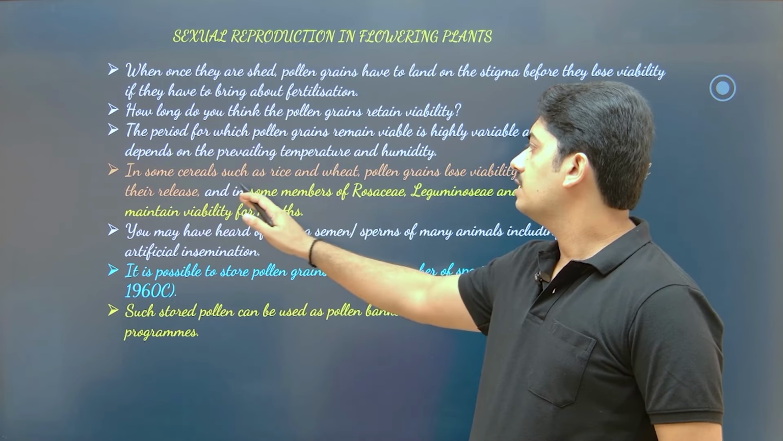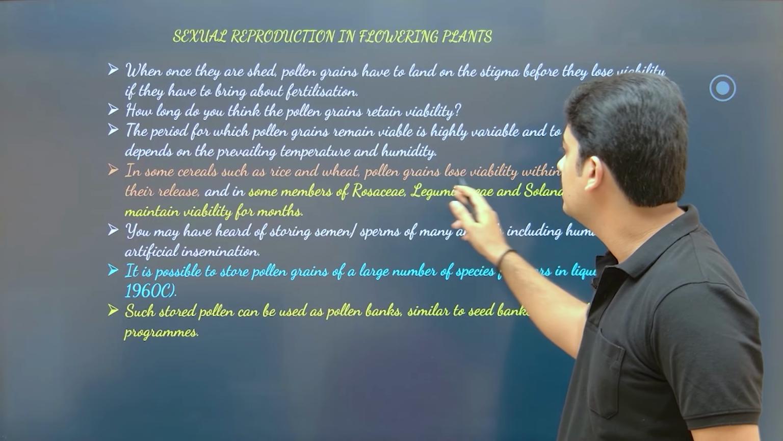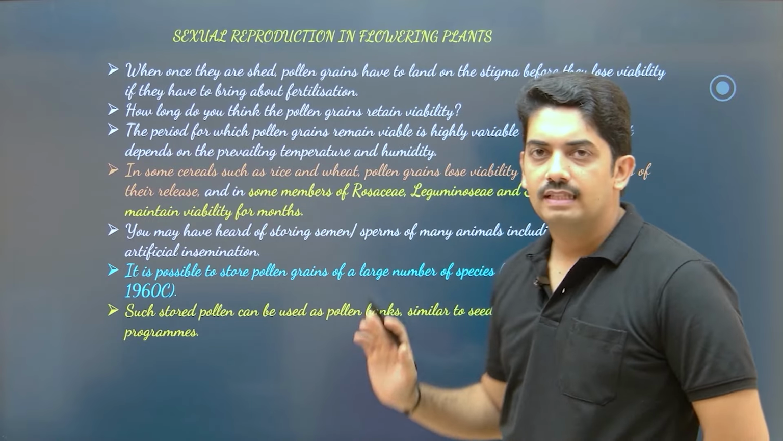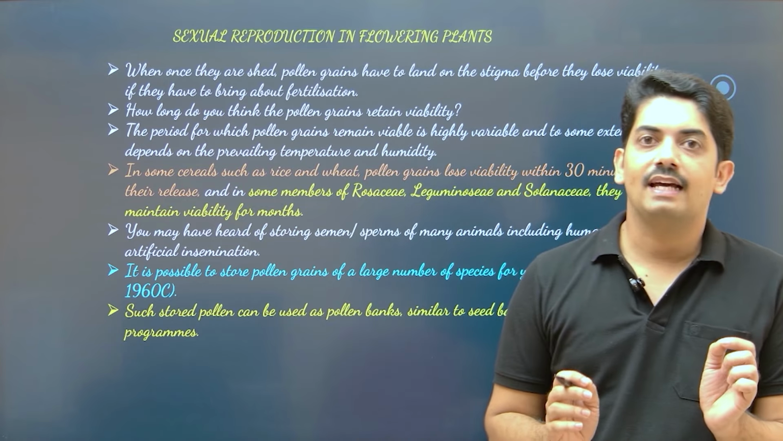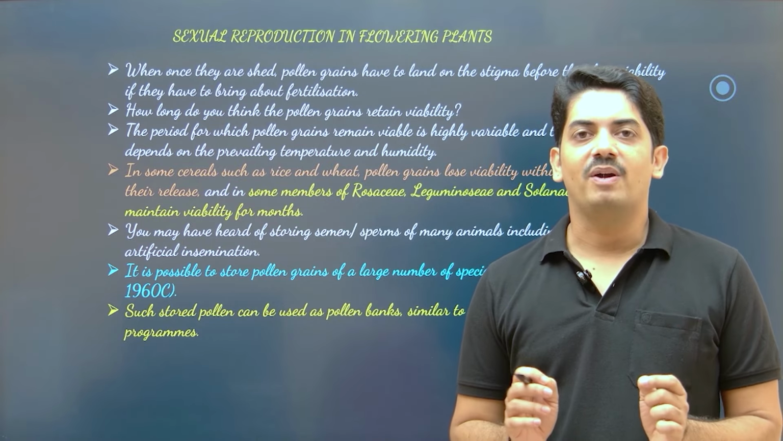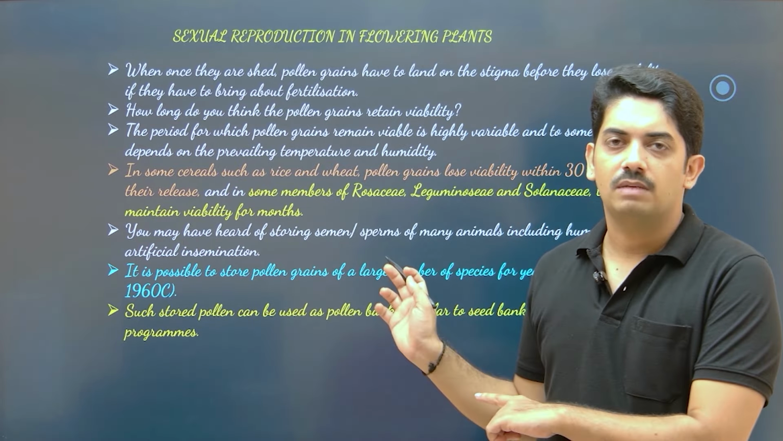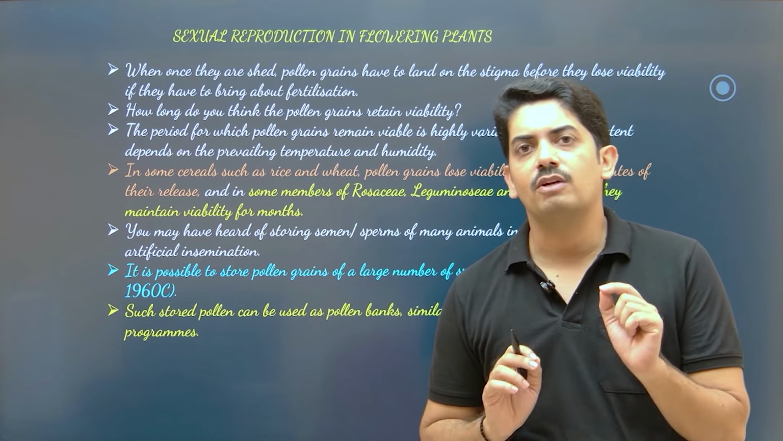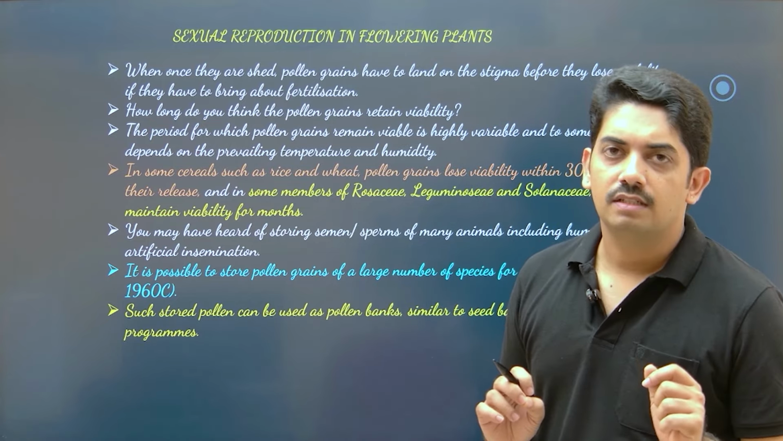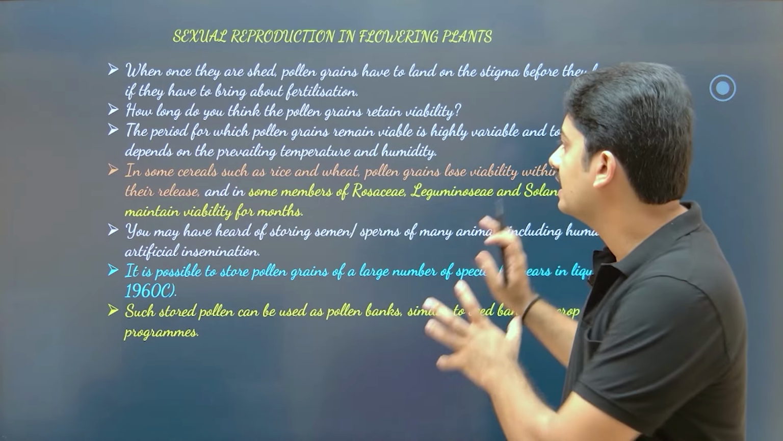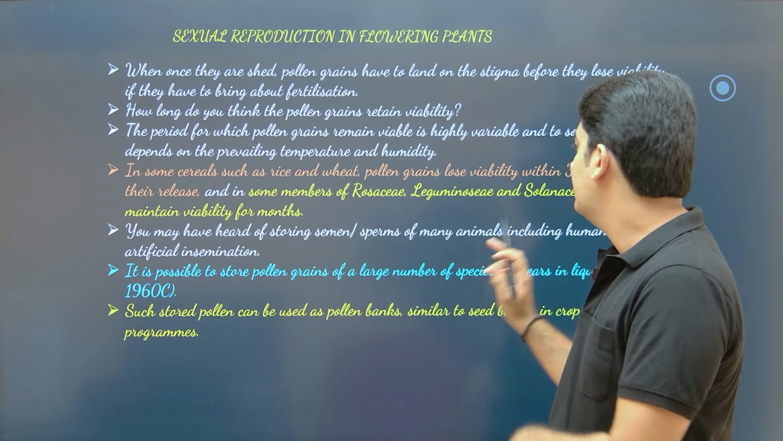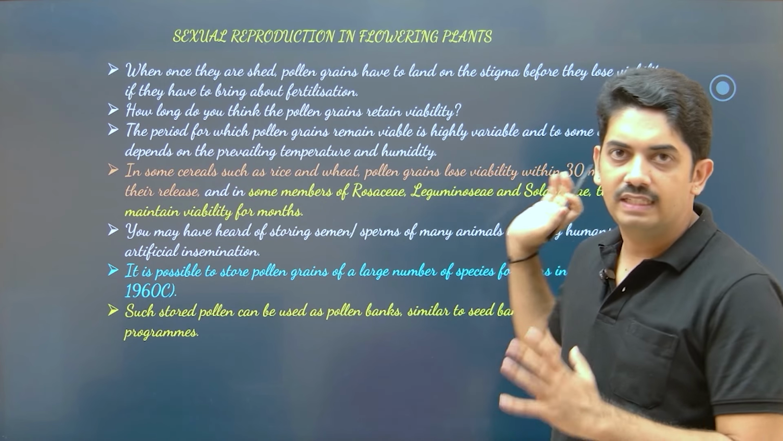But in some cereals such as rice and wheat, pollen grains lose viability within 30 minutes. Again, these are some very important concepts. MCQs may be formed on these concepts, because in competitive exams they go through these types of sentences where factual data is given.